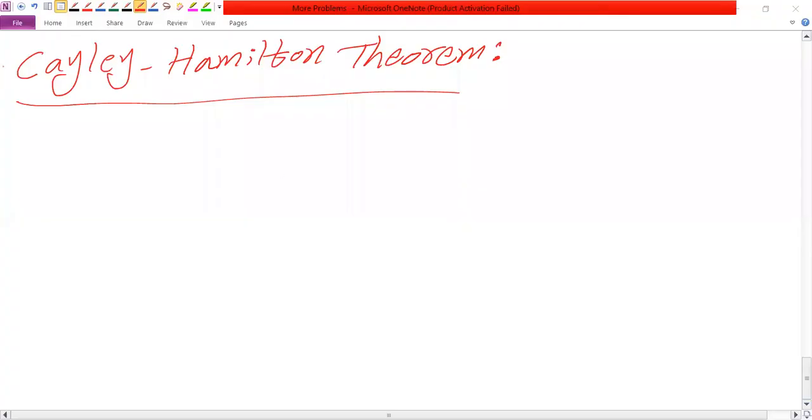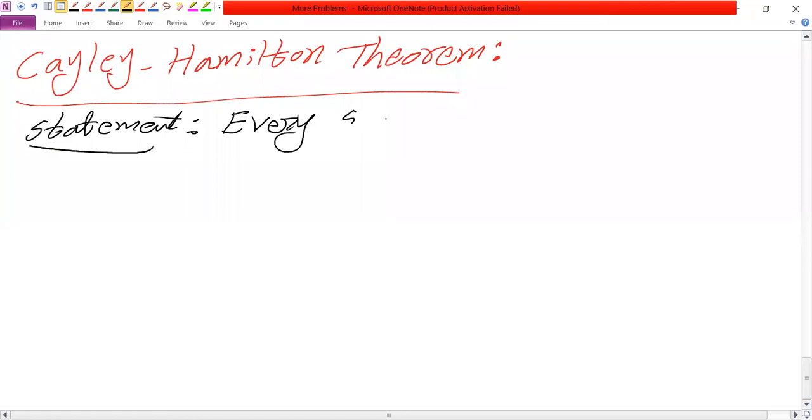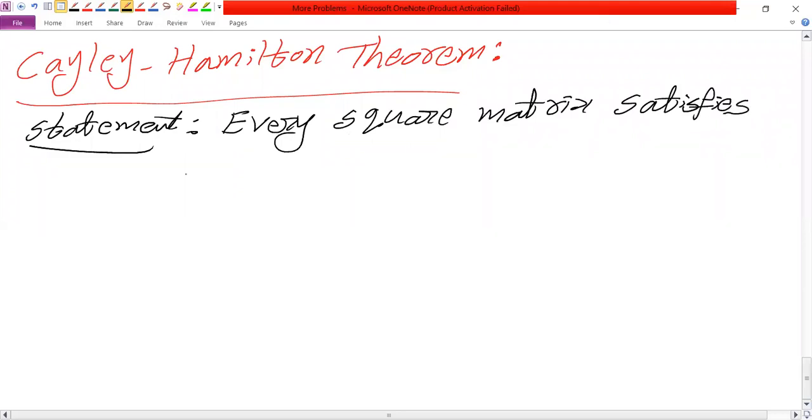The statement of this theorem is: every square matrix satisfies its own characteristic equation.